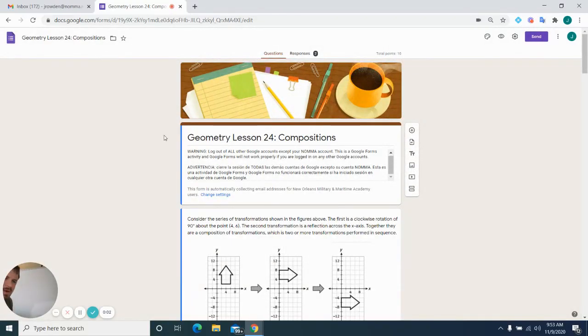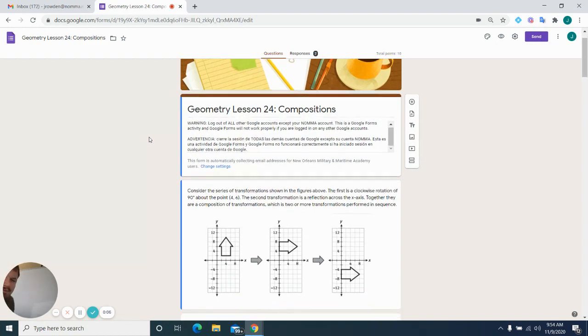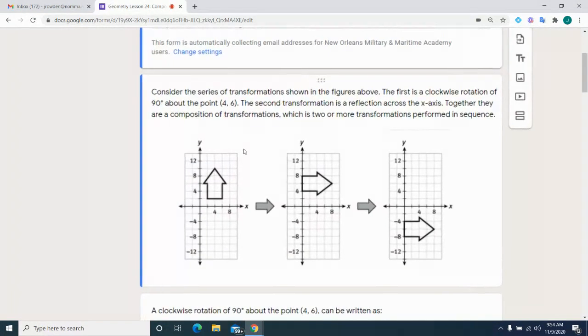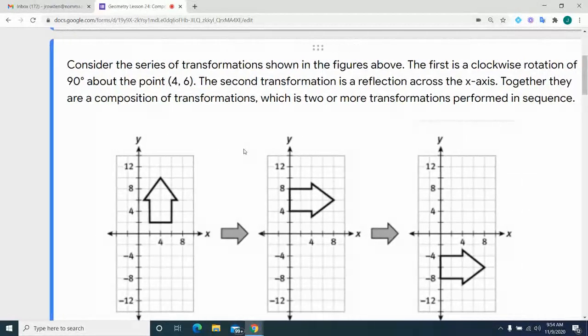Lesson 24, where we're going to do compositions. A composition is where we're combining all of the different transformations. So if you look at this one right here, look at what's happening. Look at this arrow. It's clear that it just rotates, right?